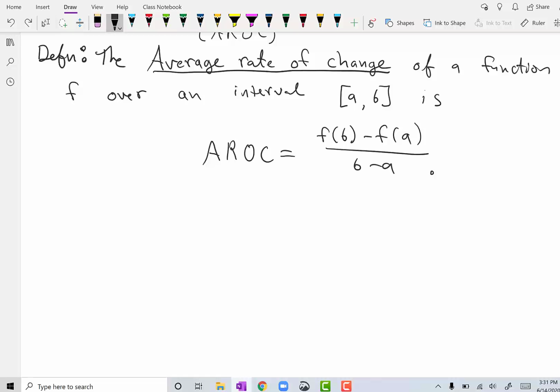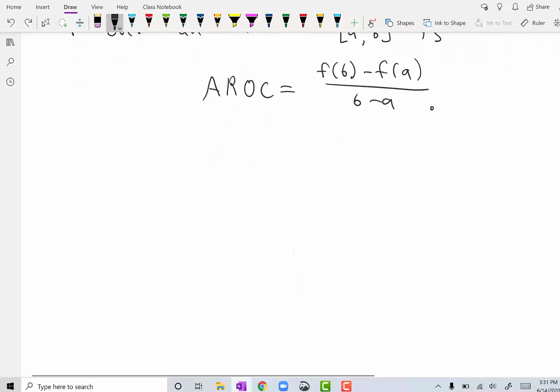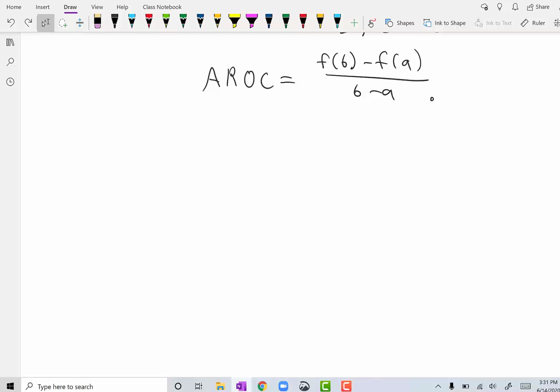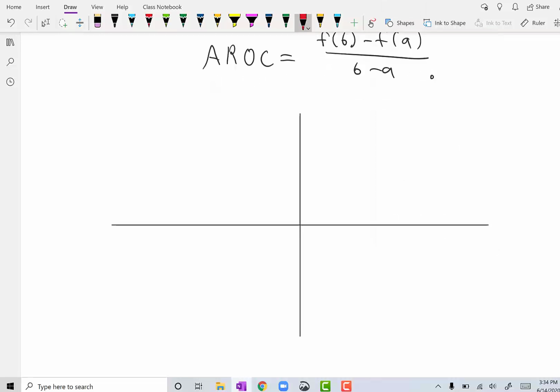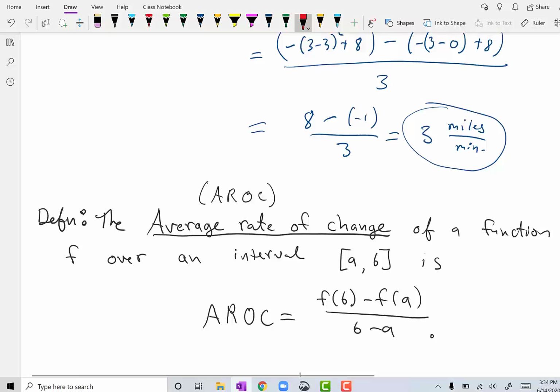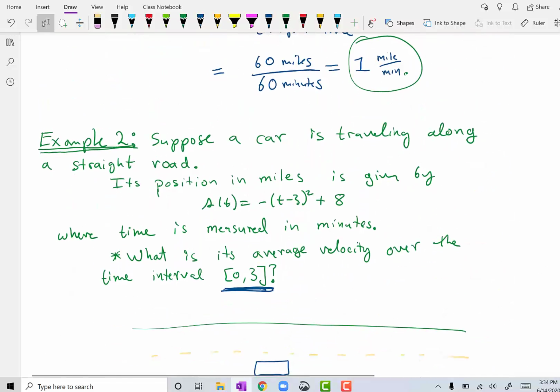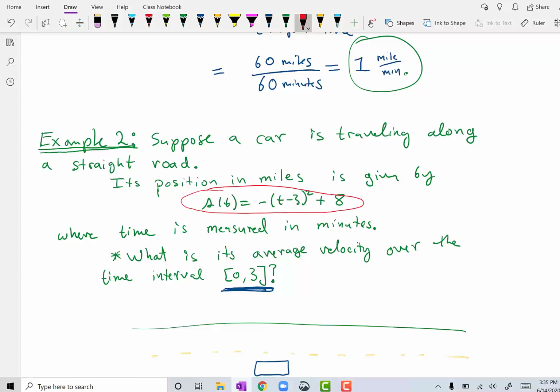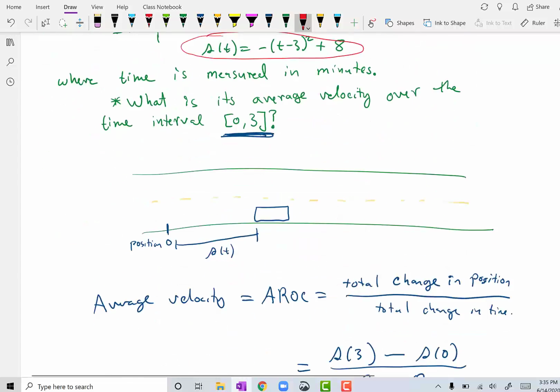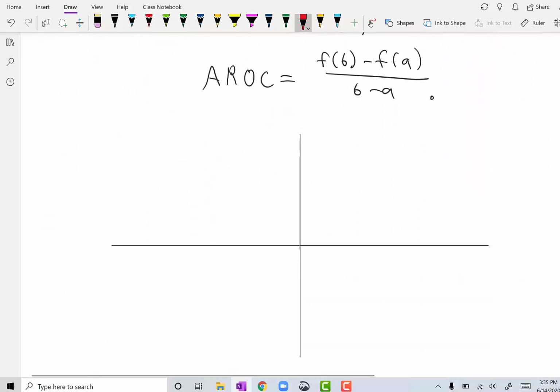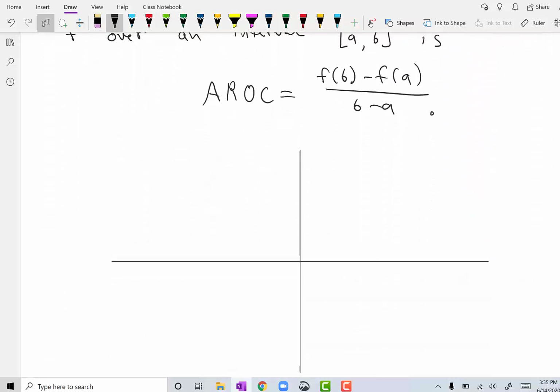The other way we need to understand it is graphically. So let's get a graph going. We're going to continue the example we had above. What we're going to graph here is the function from the previous example, which gives us the position as a function of time. On our graph, the horizontal axis will be the t-axis, and the vertical one will be the position or distance, in miles.